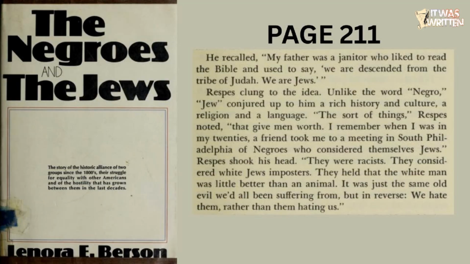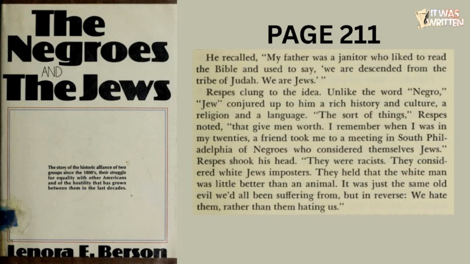Things like that. Now here's a passage out of a book called The Negroes and the Jews. On page 211 it says, he recalled my father was a janitor who liked to read the Bible and used to say, we are the descendants from the tribe of Judah. We are Jews, which is actually true. Respis clung to the idea that, unlike the word Negro, Jew conjured up in him a rich history and a culture of religion and a language.